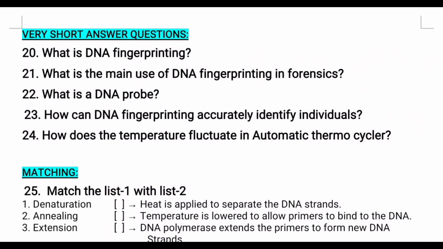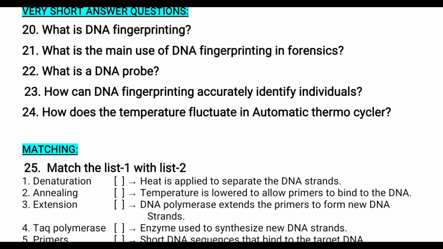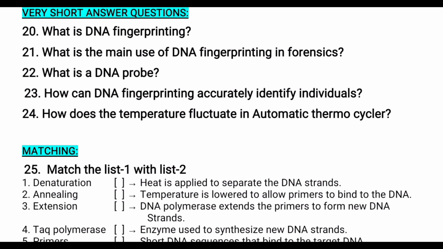What is a DNA probe? The correct answer is, a DNA probe is a short labeled DNA fragment which is used to detect specific sequences during hybridization. Yes, let's see the next question. How can DNA fingerprinting accurately identify individuals? The correct answer is, DNA fingerprinting can accurately identify individuals based on their unique genetic patterns. Okay, so let's see the next question.